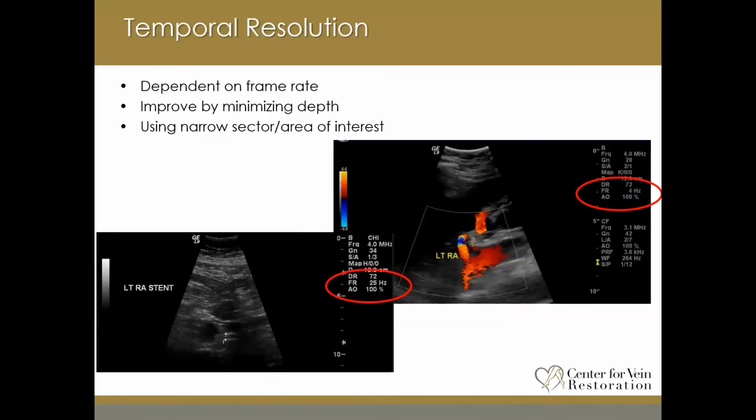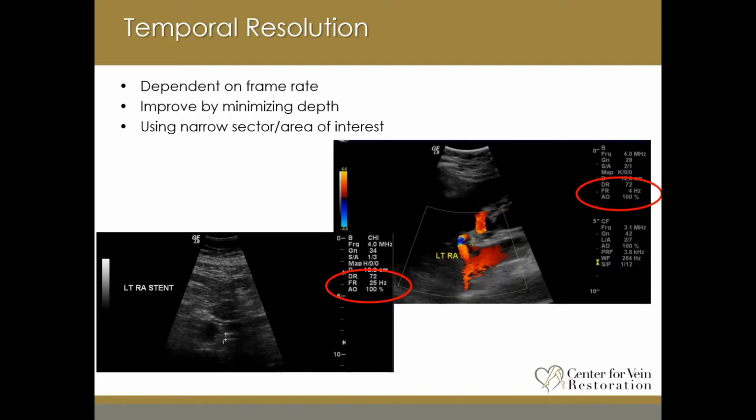There's a trade-off in ultrasound. You can have better image resolution, which is your axial resolution, by having the duplex unit process the return signals for a longer period of time and thereby reduce the frame rate. The frame rate is the number of frames shown per second. The number of frames per second is measured in hertz, which is your cycles per second.